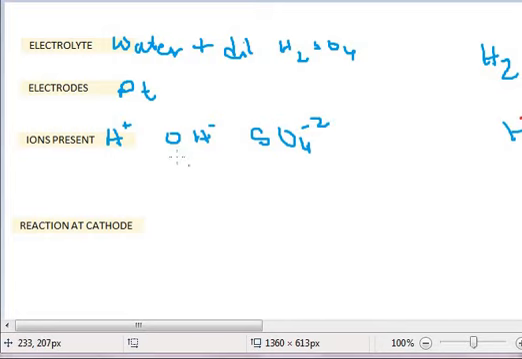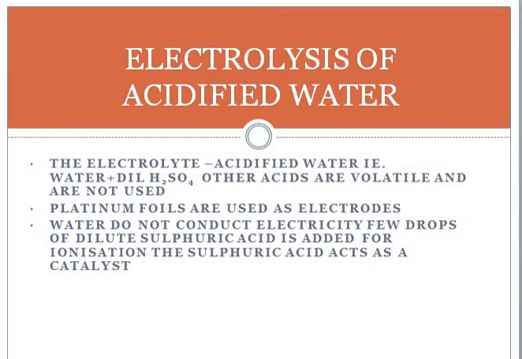Now if you compare these anions, we have 2 negative ions here. Out of these 2, which negative ions will be attracted towards the anode? Actually, both the ions go towards the anode, but only one of the ions will take part in the electrolysis. So we are going to look at the table.